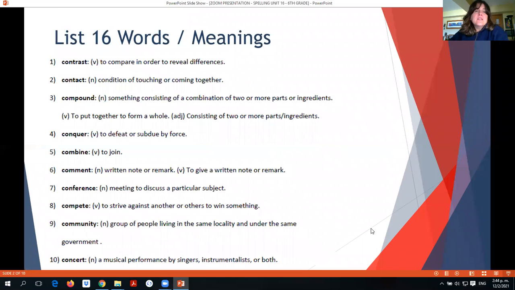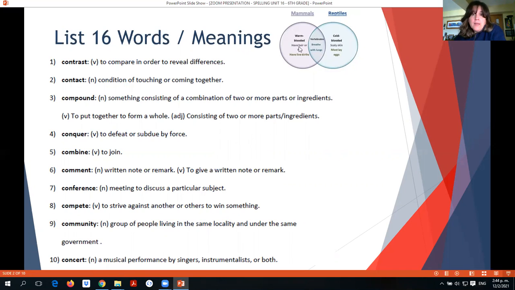The first word is contrast, prefix C-O-N. To contrast is to compare in order to reveal differences. For example, if you're comparing mammals to reptiles, you find the differences between them: mammals are warm-blooded animals and reptiles are cold-blooded animals. So finding that difference is to contrast them, okay? You are contrasting mammals with reptiles. So it's to find differences.